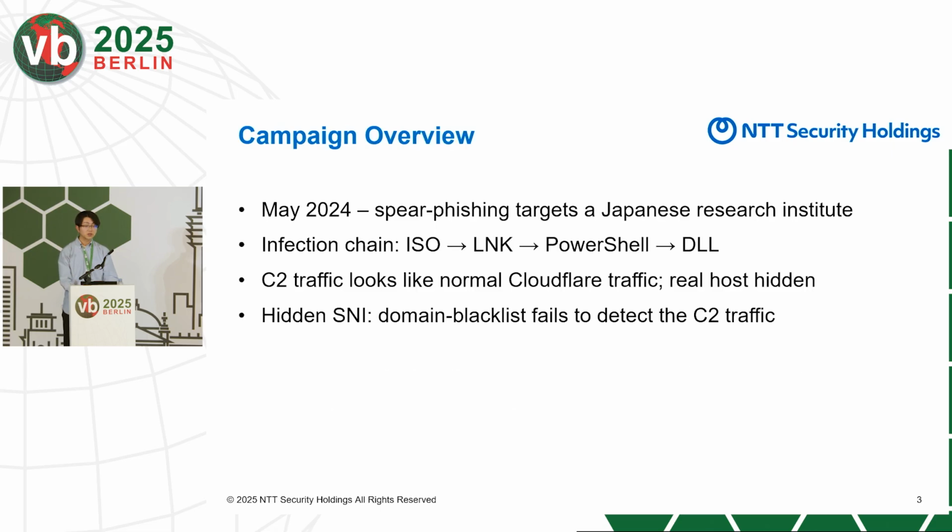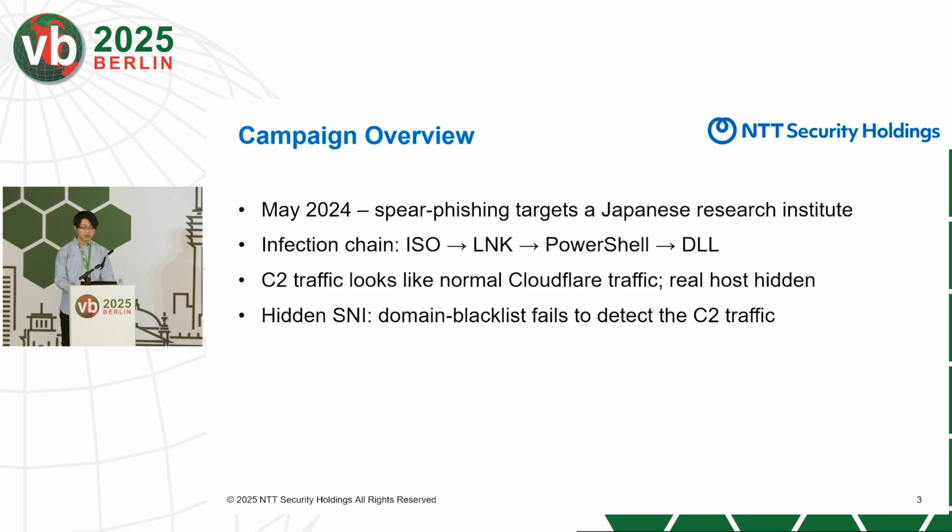Let's move to the main story. In early 2024, we found a new piece of malware during a targeted attack on a Japanese research institute. The attack began with a spear phishing email. The victim opened an ISO file. Inside that ISO was a shortcut file, or link. The shortcut started PowerShell, and PowerShell loaded a malicious DLL. So far, nothing special. The surprise came at the network stage.